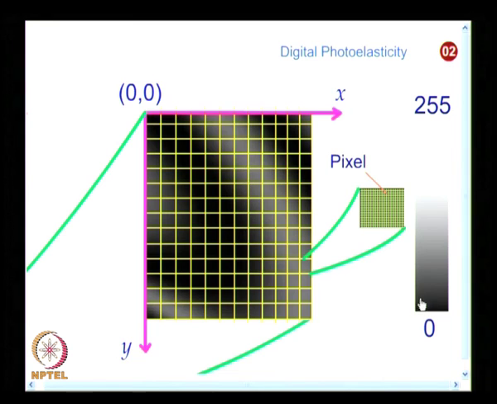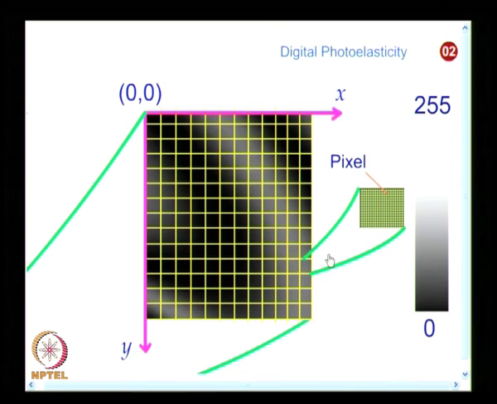And what you also see here is a bar which goes from pitch black to pure white, and you label this as 0 for pitch black, and for white you label it as 255. So, what you are going to do is for each of these pixels you are going to assign a number between 0 to 255.